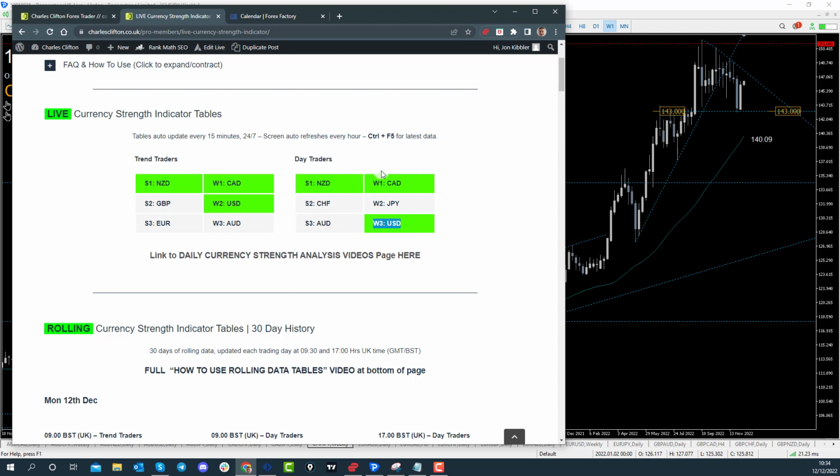So, what we're going to be looking at today, well, we will check out Kiwi CAD obviously because it is top in those tables, but I'm actually going to take a look at Swiss yen today. It's one that's caught my eye when looking at the charts this morning. So I'm going to take you through Swiss yen, and then we'll flip over to Kiwi CAD and see how the market's doing there.